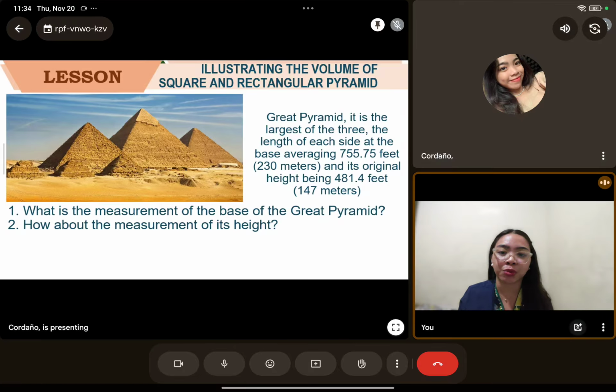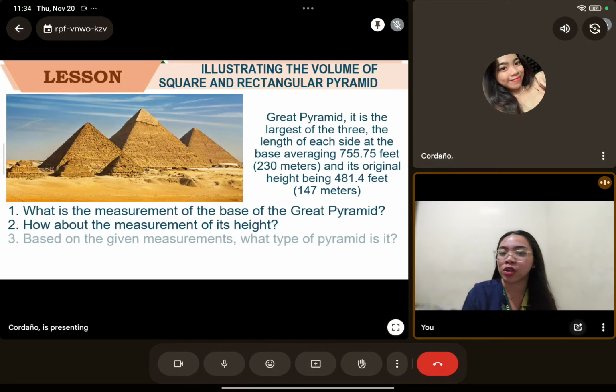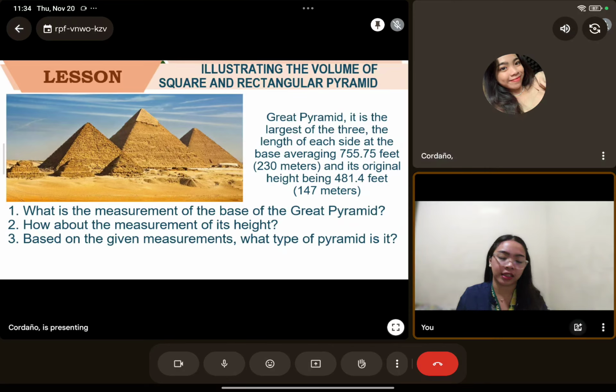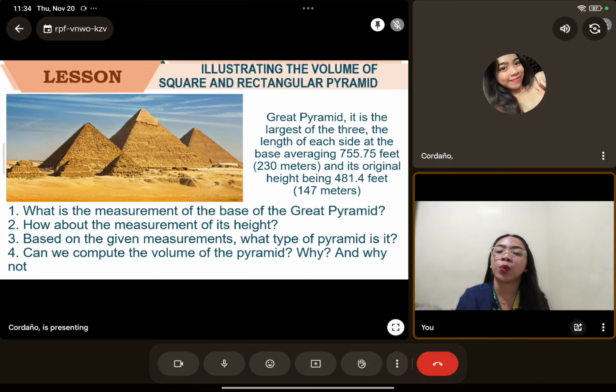How about the measurement of its height? Ayan. So, for the height, it is 481.4 feet, which is also known as 147 meters. Based on the given measurement, what type of pyramid is it? What do you think? Ayan. We'll see. Can we compute the volume of the pyramid? Why and why not? Okay.